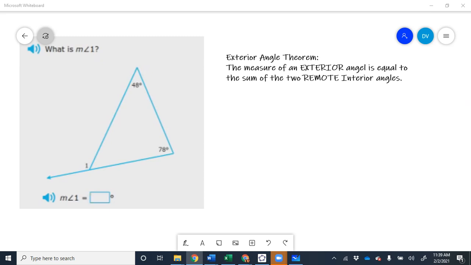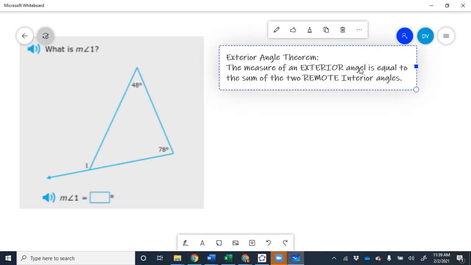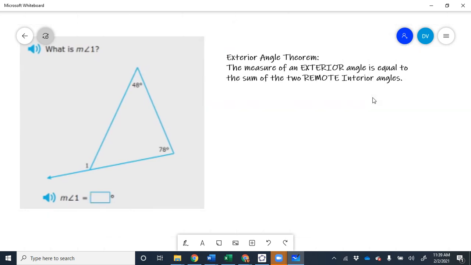It says the measure of an exterior angle, and I spelled it wrong. Let me fix that. Exterior angle is equal to the sum of the two remote interior angles. So my question is, can you tell me what the word exterior means and the word interior? If you don't know, that's okay, just say so. What does exterior mean?